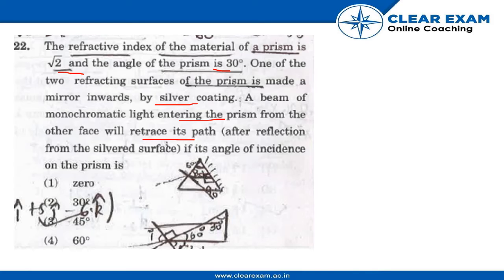So now, as we know that for the ray to retrace its path, r is equal to 30 degrees, as shown in the diagram. So by using Snell's law, we know that μ sin i is equal to μ sin 30. So by using this, we can find the value of i, which would be equal to 45 degrees. Hence, option 3 is the correct option for this question.